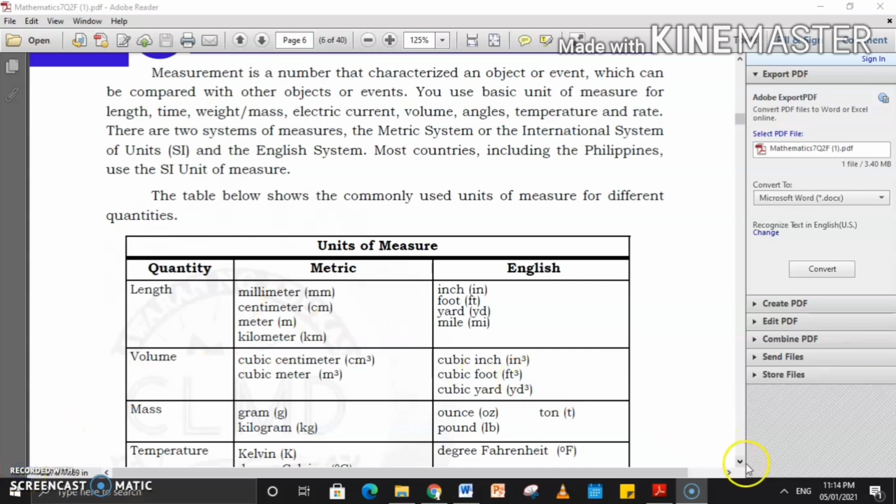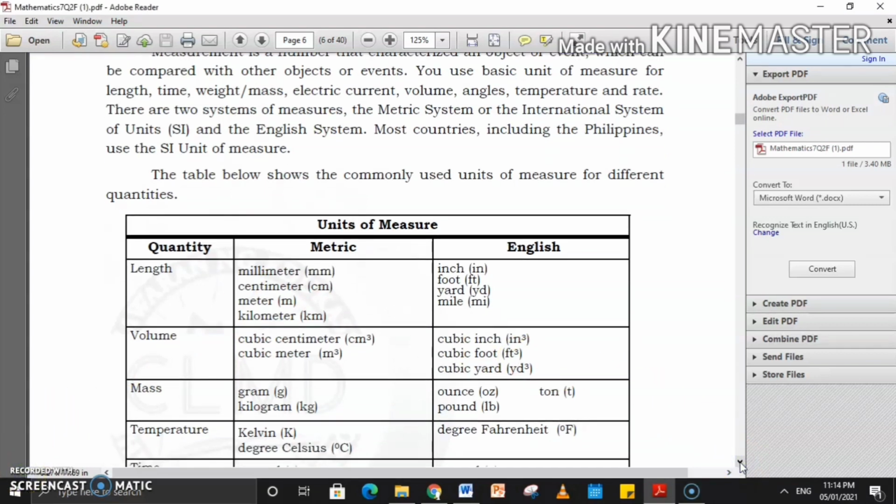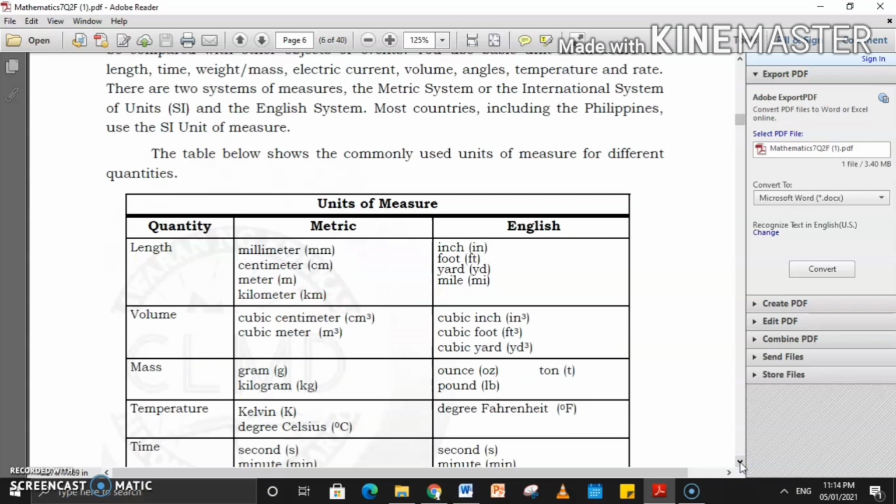Okay. And then after that naman is yung mass. Okay, kapag mass naman, syempre yung mga gram, kilogram, katulad din milligram, centigram. So, ang gram natin is g. Tapos, kapag kilogram, ang papalitan nyo lang is yung, ito, kg, kilogram. Kapag centigram, cg, milligram, mg. So, sa English system naman, ounce, pounds, ton.